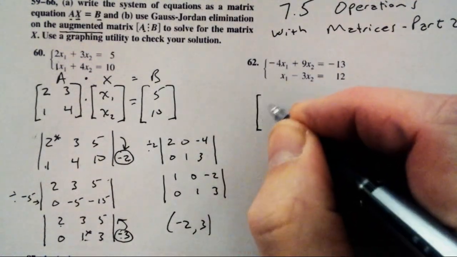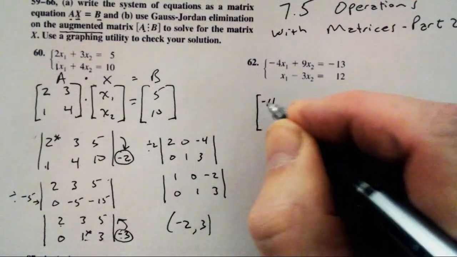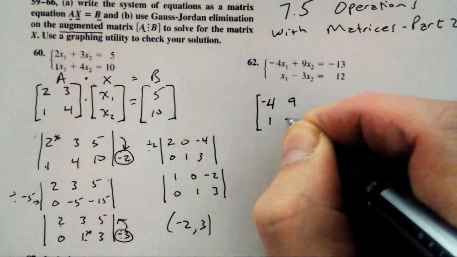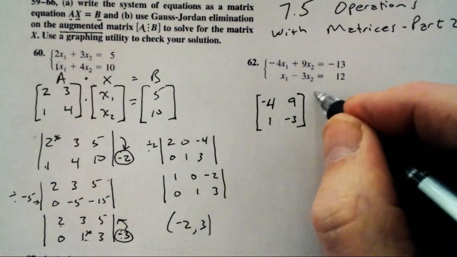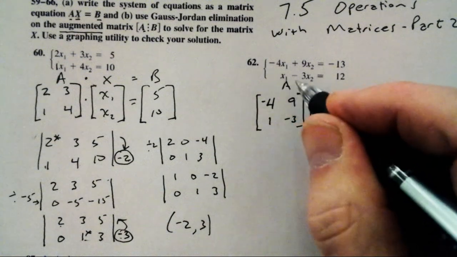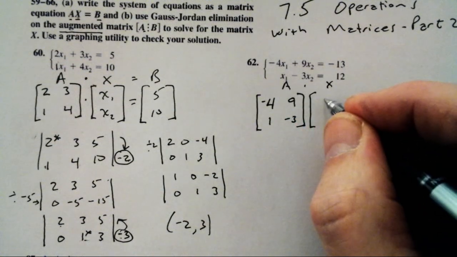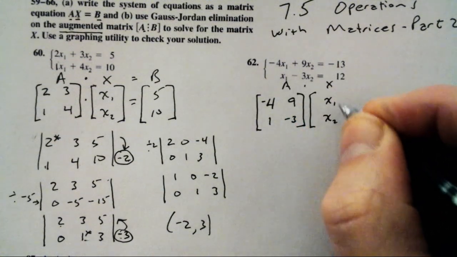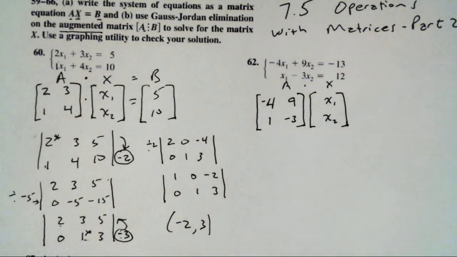We have a coefficient matrix A, [-4, 9; 1, -3], times our variable matrix X, which is x1, x2. And a good question would be, why do they use x1, x2?